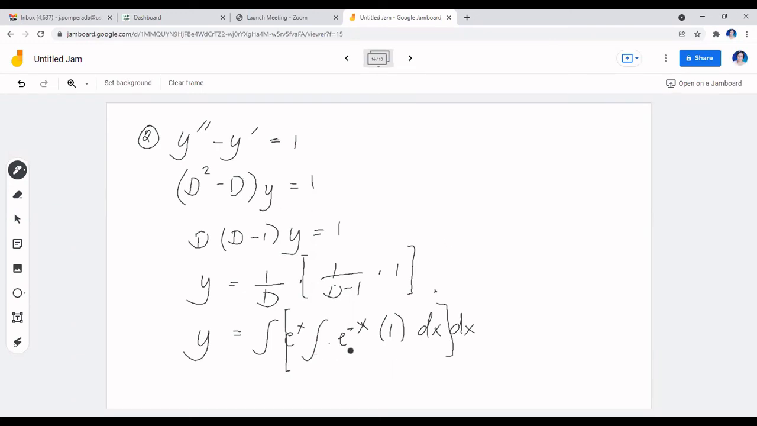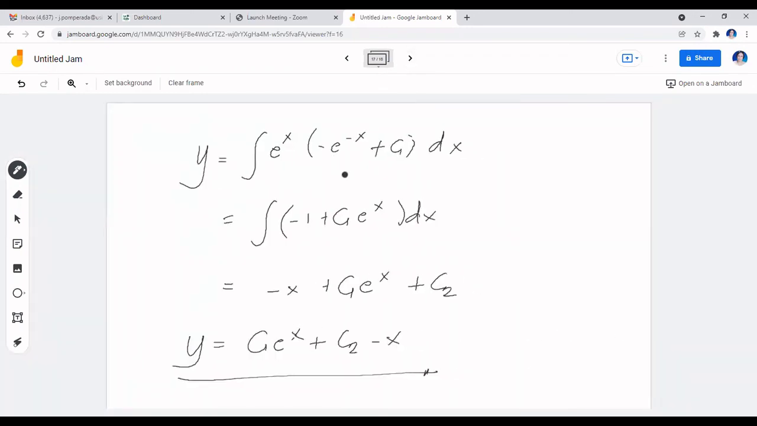Okay, so if we process this, yung muning una yung integral plus e, so negative na siyang answer. Negative e raised to minus x plus c sub 1. That's your first integral. Then you multiply first. That would be negative 1, and you have c sub 1 e raised to x. Then integrate. You have negative x plus c sub 1 e raised to x plus c sub 2. Your second arbitrary constant. This is already the solution of your DE.